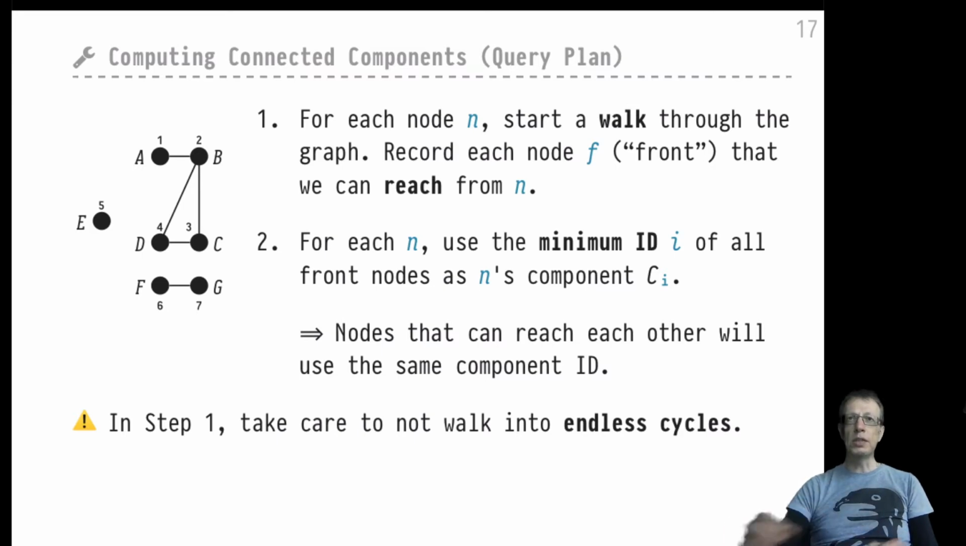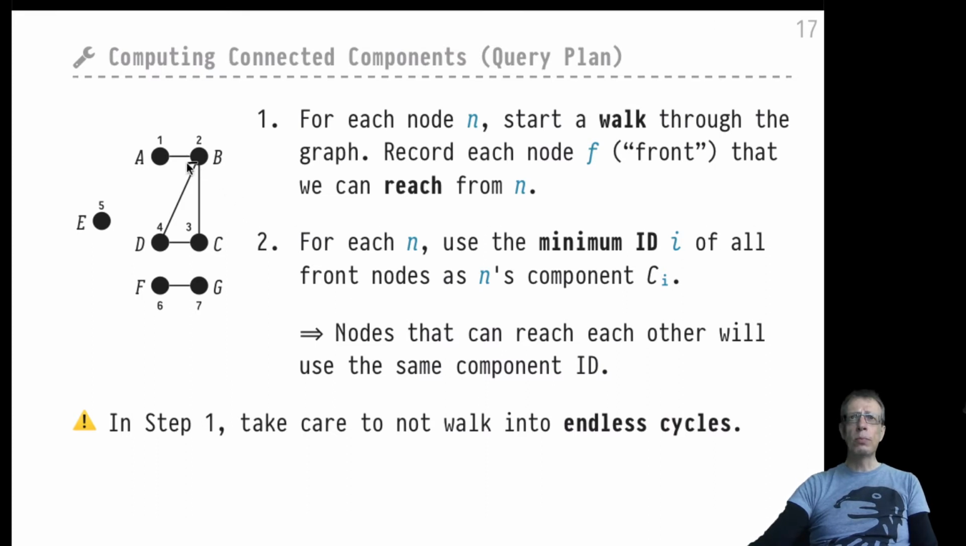The minimum node ID that could be reached during these walks makes up the component ID. All right. I think that's a reasonable plan and doesn't sound too complicated. Actually, all the recursion is happening in this first step when we try to walk through the graph. Of course, we have to take care that we don't walk into endless cycles.